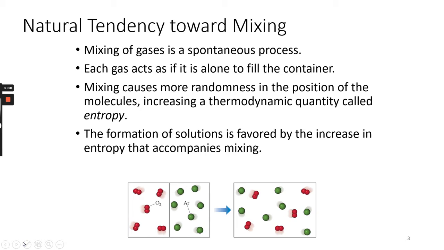If you put two gases in a container and they are separated, you're going to have oxygen on one side, argon on the other. If you remove this barrier, the gases will mix spontaneously. Each gas acts as if it's alone and tries to fill the container. Mixing causes more randomness in the position of the molecules, increasing a thermodynamic quantity called entropy. Entropy is really randomness.